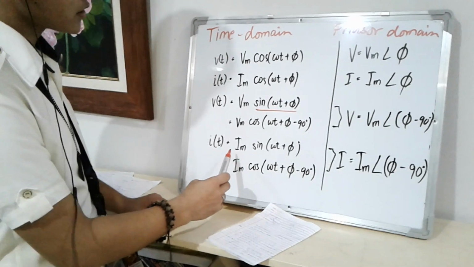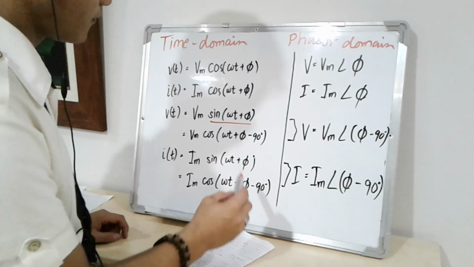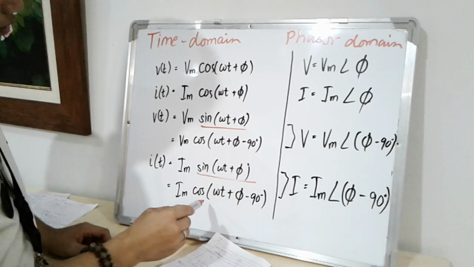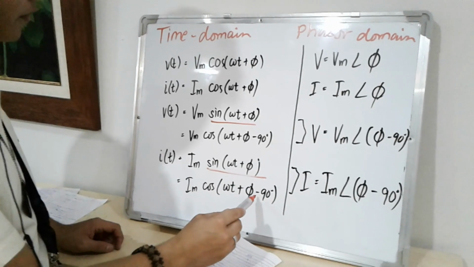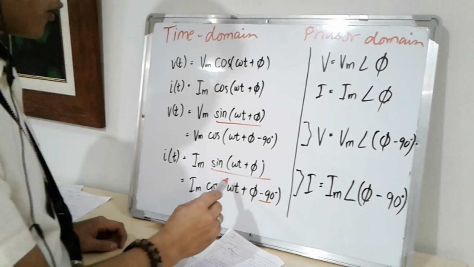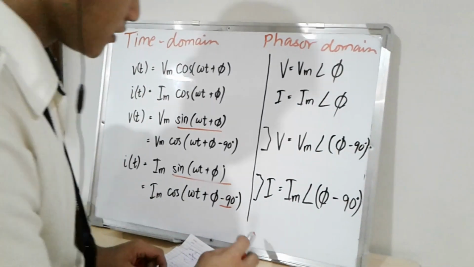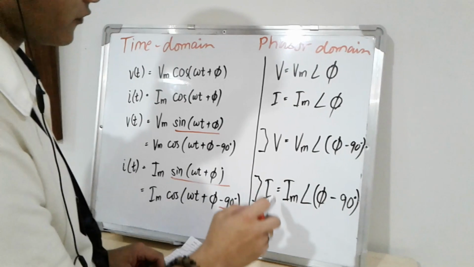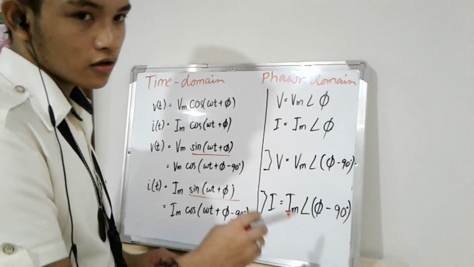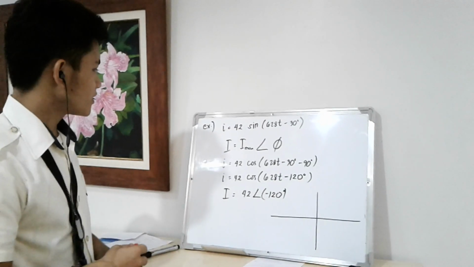Next is I of t equals I max sine quantity omega t plus phi. So transform it into cosine, so minus 90 degrees. So I max cosine of omega t plus phi minus 90 degrees. To write it in phasor domain, I equals I max angle of phi minus 90 degrees. I have an example here.